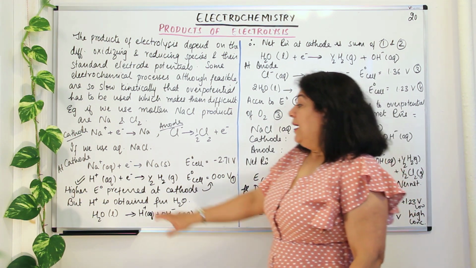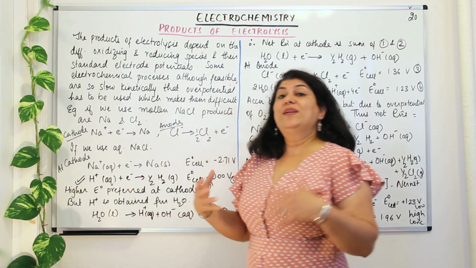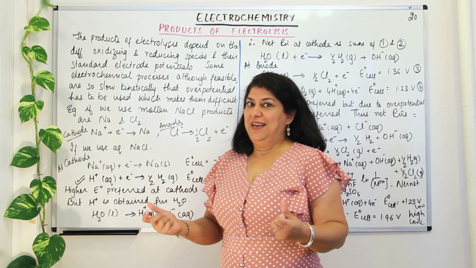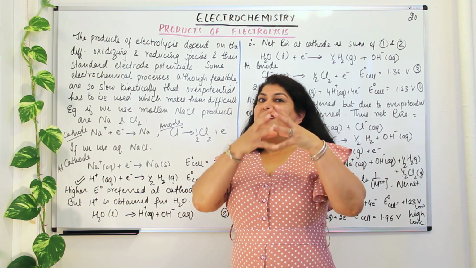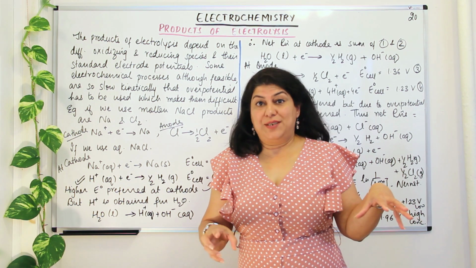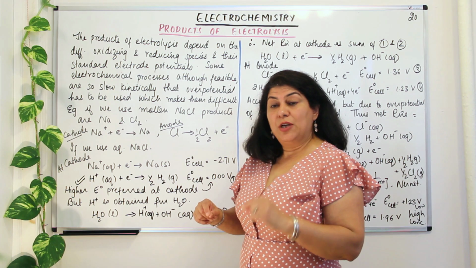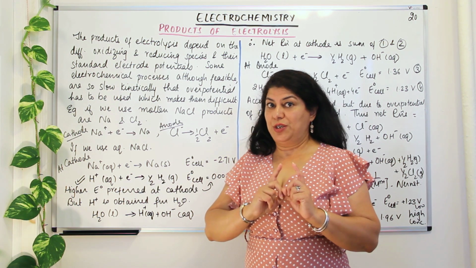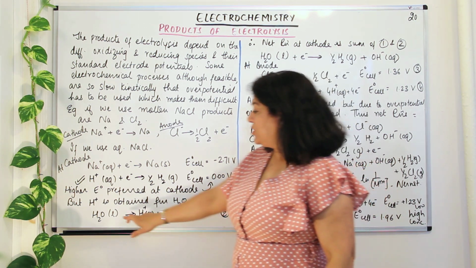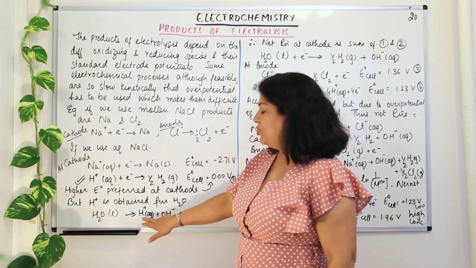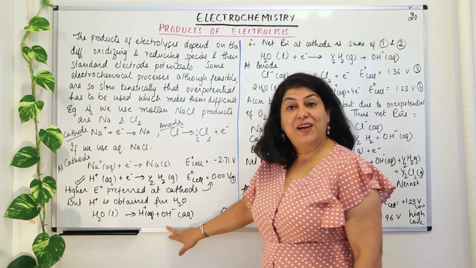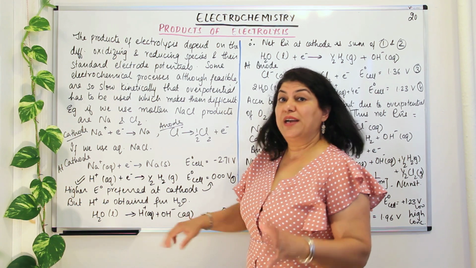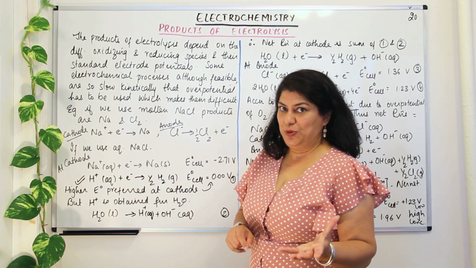But H positive is obtained. How is H positive obtained? H positive was not obtained from the electrolyte. It was obtained from the solution, that is the solvent, and the solvent was water. So where did H positive come into the solution from? It came from water. And that reaction that took place was that the water molecule broke down into H positive and OH negative ions. So the OH negative ions were also furnished in the solution.